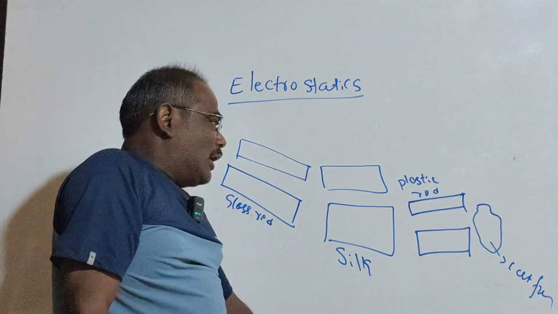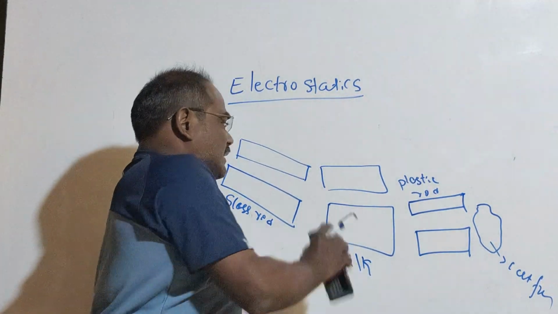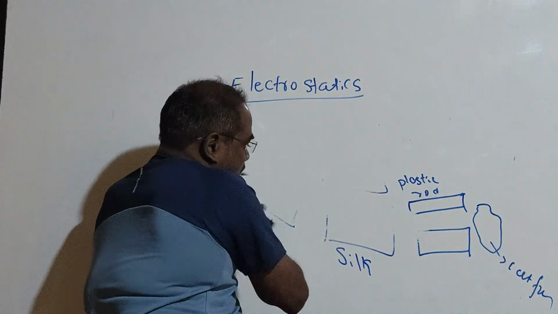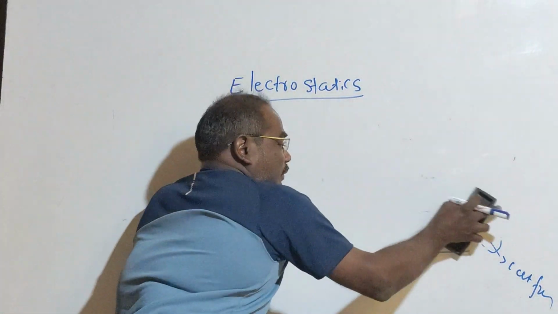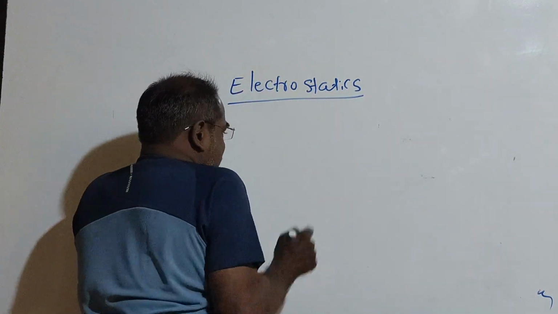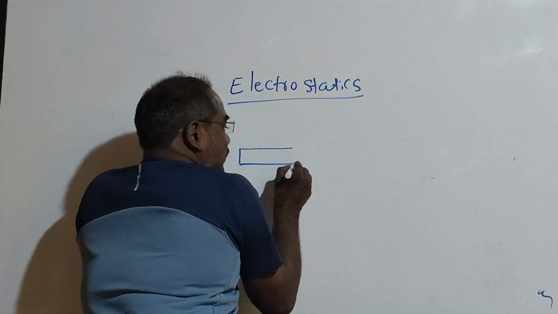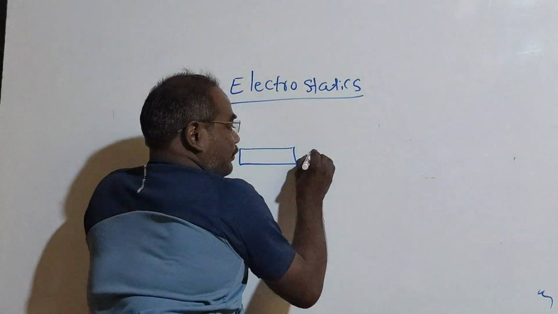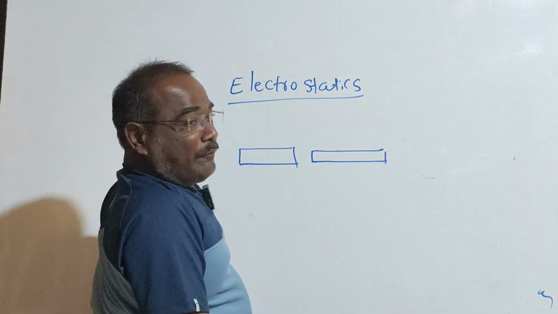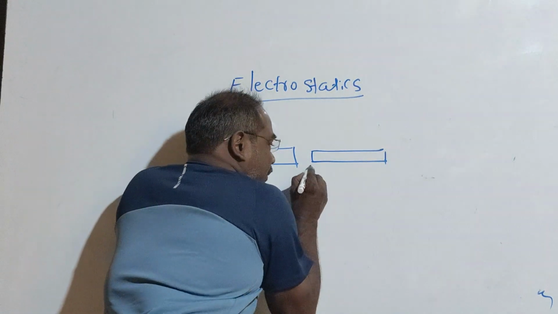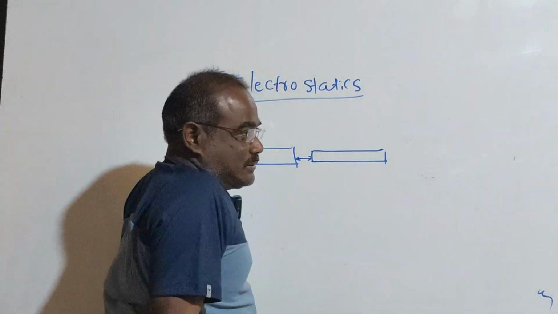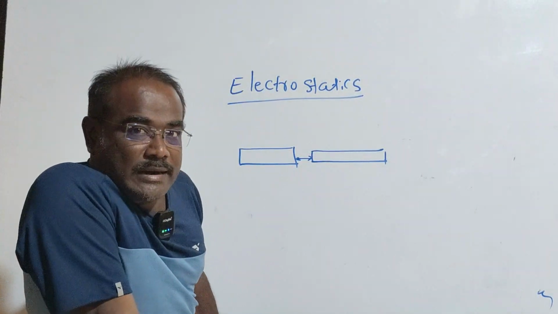After this experiment, there is one more observation. One glass rod rubbed with silk, one plastic rod rubbed with cat fur. If I try to bring them close, they start to attract each other.